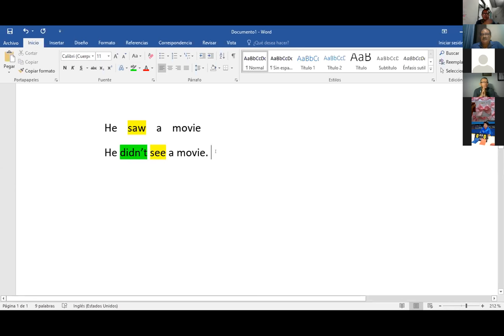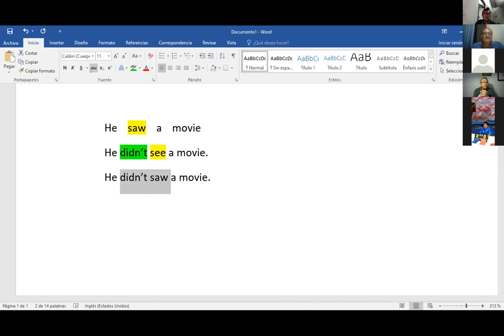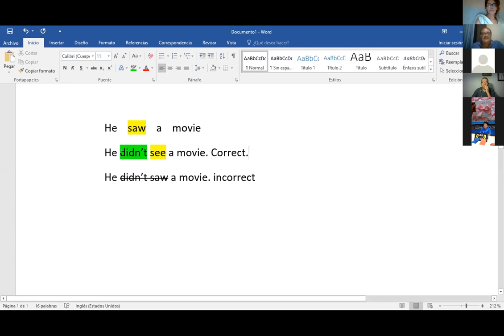Okay. And I saw in the examples, you say he didn't saw a movie. Okay. Todavía están usando algunos los dos verbos en pasado. So this is not correct. Okay, this is not correct. I would say incorrect. And this is the correct form. So we say incorrect, didn't saw. The correct one is didn't see.